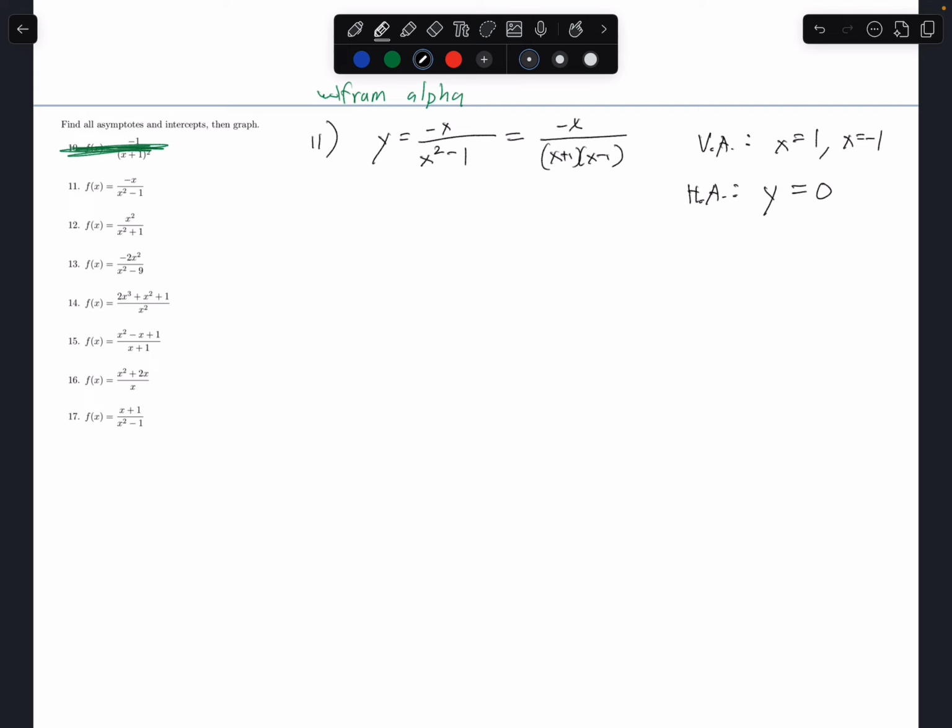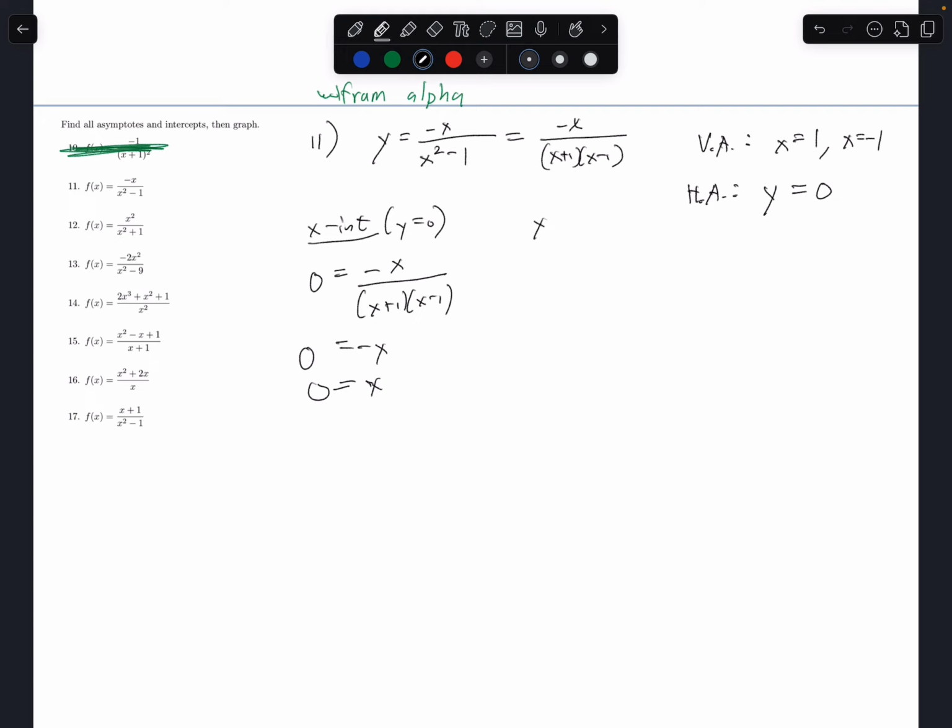Okay, while we're at it, why don't we just find the x and y intercepts? So x intercepts, this is when y equals 0, right? So that's going to be 0 equal to -x over (x plus 1)(x minus 1). Now multiplying both sides by this denominator, I get 0 equal to -x. So x must have been equal to 0. Easy. So that means the point (0, 0) is an x-intercept.